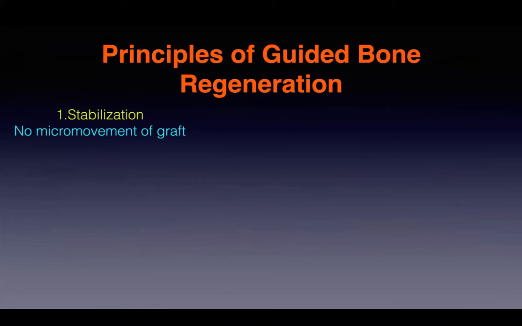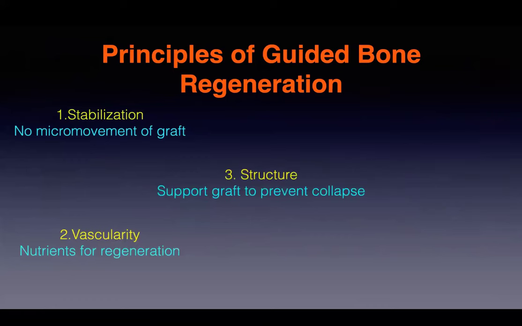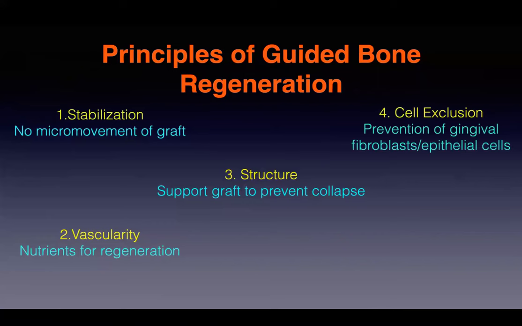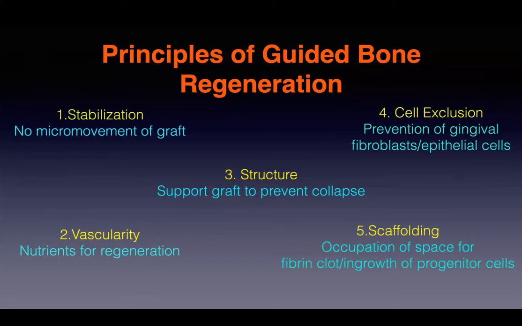So for the principle of guided bone regeneration, we want the graft to be stable. We don't want any micro movement. We want it to be immobile. Vascularity, to have those nutrients come in for regeneration. We want a good framework to support that graft to prevent it from collapsing. Cell exclusion, preventing the gingival fibroblasts and epithelial cells from invading into the graft. And scaffolding, occupation of space for the fibrin clot.